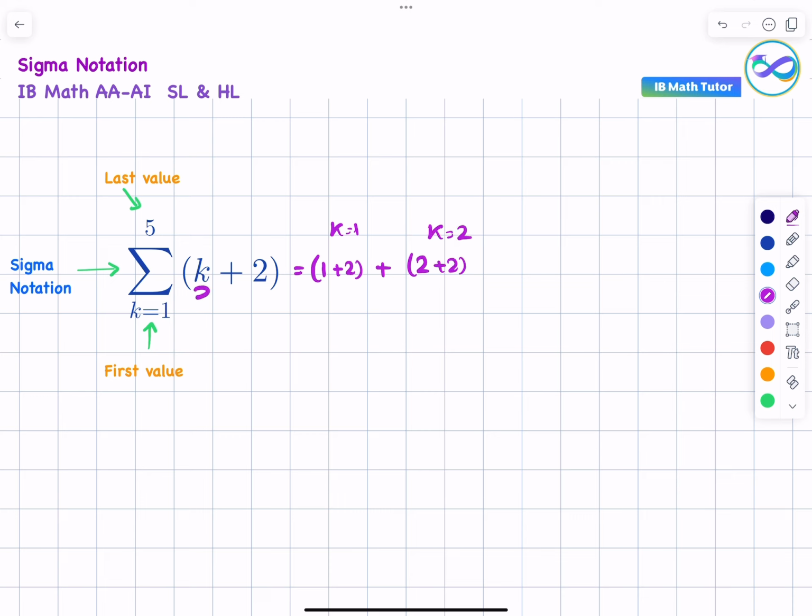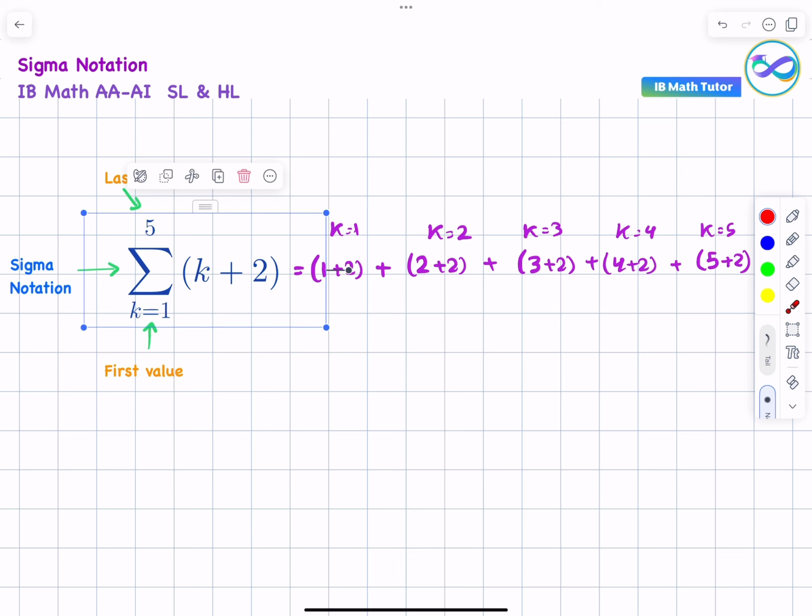Now replace k then by 3. So if we replace k by 3, we will have 3 plus 2, then 4 plus 2, and finally when k is equal to 5, we will get 5 plus 2. Now of course we cannot go on and replace k by 6 because it ends at 5.